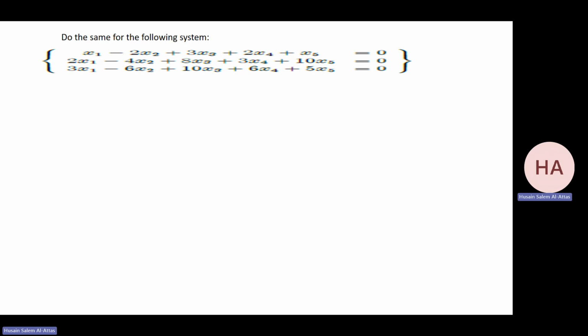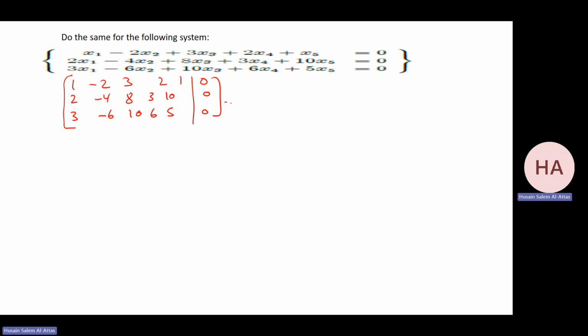Okay, the same thing. So this is the system. 1, minus 2, 3, 2, 1, 0. 2, minus 4, 8, 3, 10, 0. 3, minus 6, 10, 6, 5, 0. Yeah, need more space.